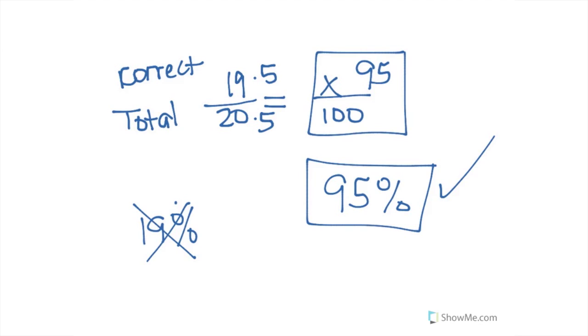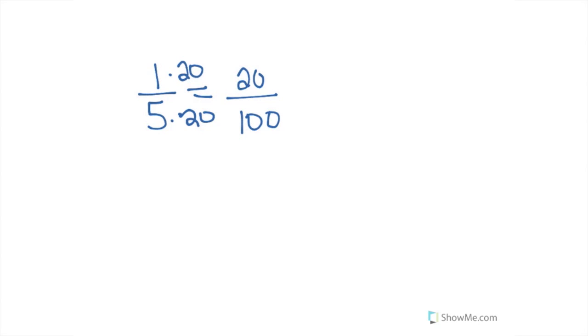Now, sometimes you're going to get some weird fractions where making your denominator 100 is not going to work. It's not going to be so easy. So I'm going to show you a different way. Let's do 1/5. Let's find the percent. The percent of 1/5 would be 5 times 20, 1 times 20 is 20. So 1/5 would be 20%.